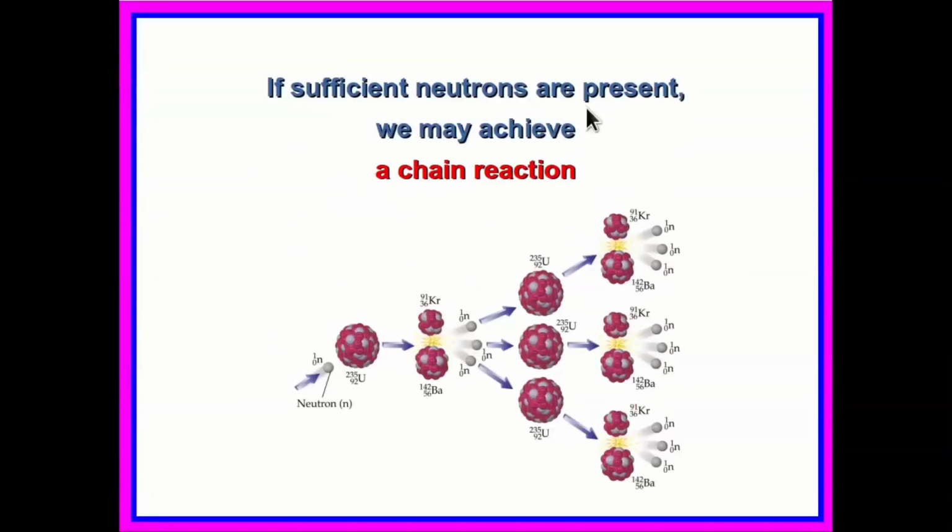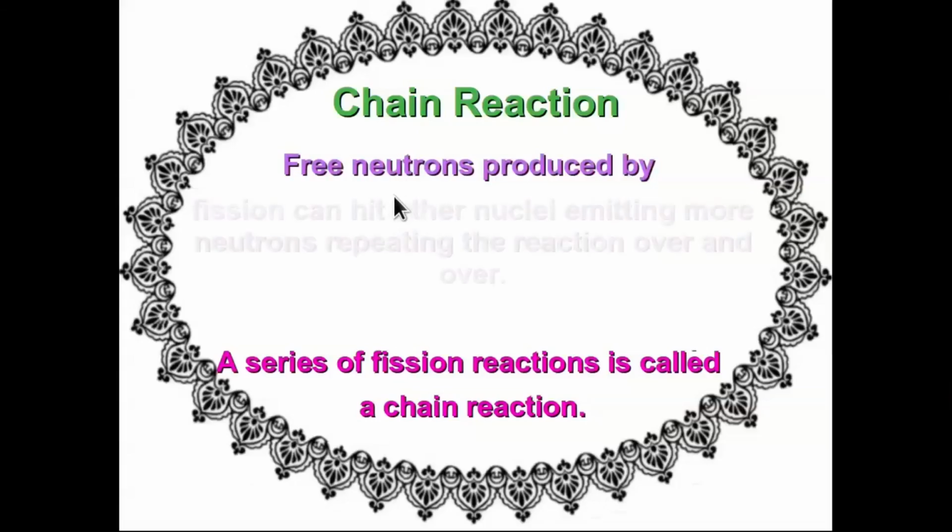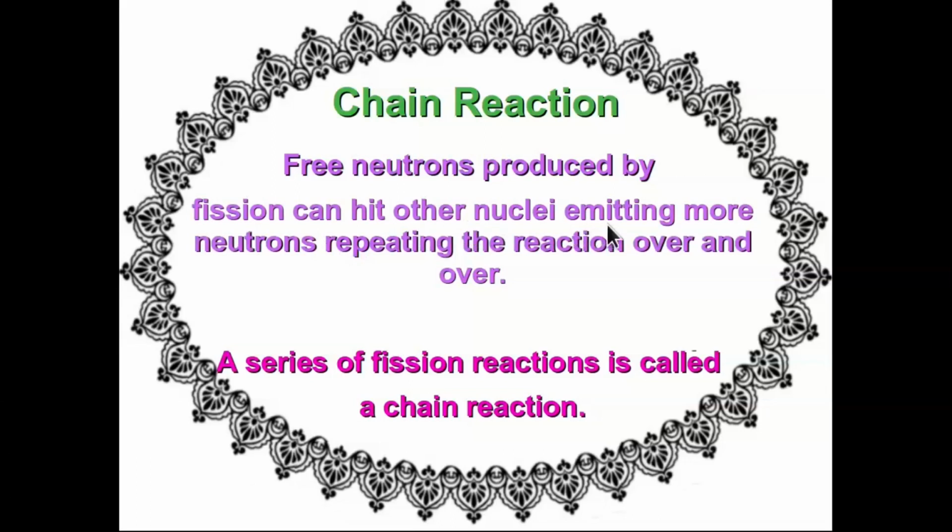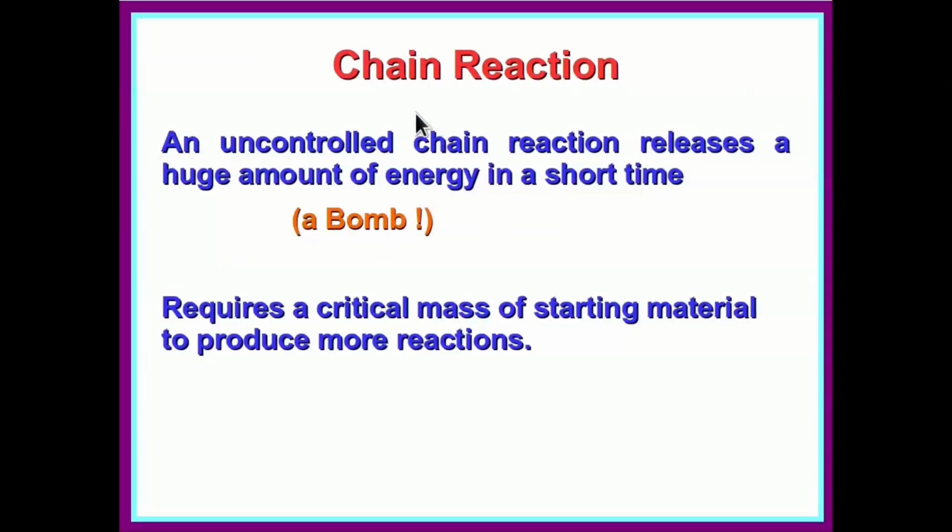Now, if sufficient neutrons are present, we may achieve what is known as a chain reaction. A chain reaction is one in which a fissile nucleus absorbs a neutron, then produces fission fragments and a few neutrons, and these neutrons induce fission in further uranium nuclei, and thus the process is repeated. So if free neutrons produced by fission hit other nuclei, emitting more neutrons, repeating the reaction over and over, a series of fission reactions is called a chain reaction. Now if the chain reaction proceeds at a very fast rate, we have an uncontrolled chain reaction, and this will release a huge amount of energy in a very short time period. That is exactly what a bomb does.